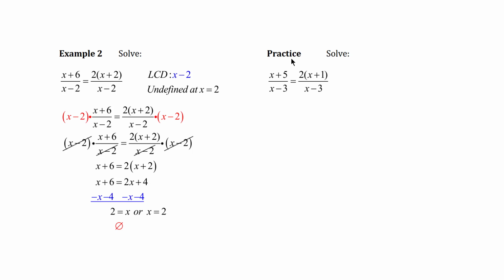Next, we have a practice problem for you to solve. We have (x plus 5) over (x minus 3) equals 2 times parentheses (x plus 1) over (x minus 3). Okay, so go ahead and pause the video, take your time solving this rational equation, and then check back with the video to see the solutions.